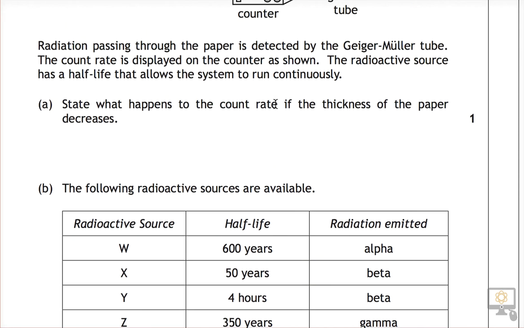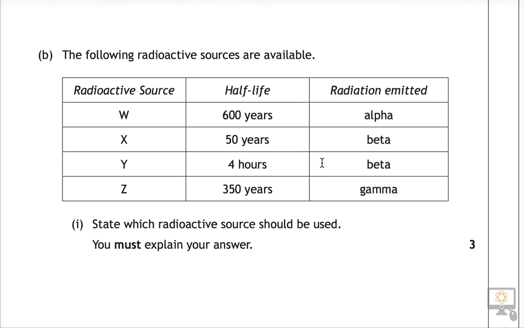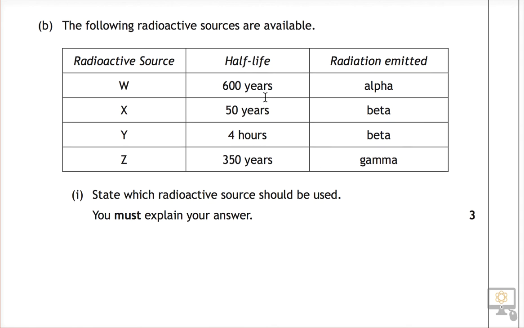First of all, if we look back up here, it does say the half-life allows the system to run continuously, which means it should be fairly long. So that means we have a choice now of W, X, and Z. Definitely Y is no use here, so we can get rid of that one.